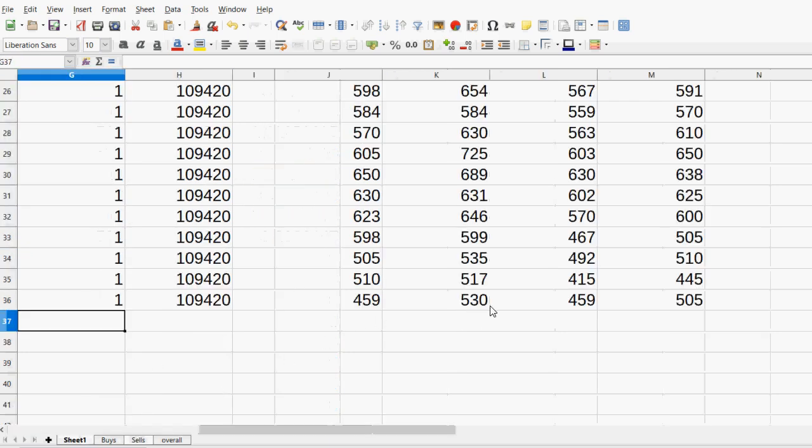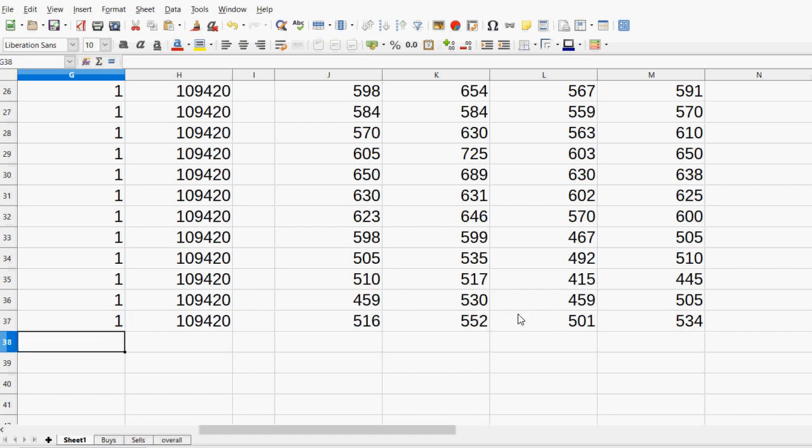So with 530 being the last sale, 15% below that, we're looking at about 80 basis points. So that would be about 450. It goes up to 552.